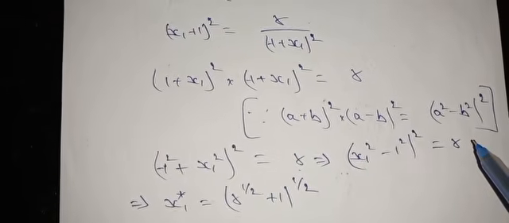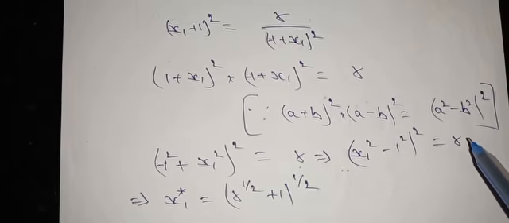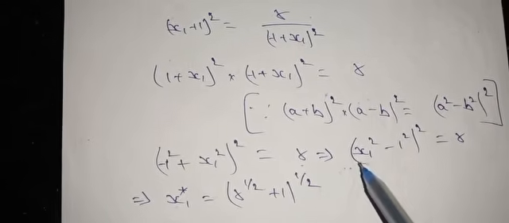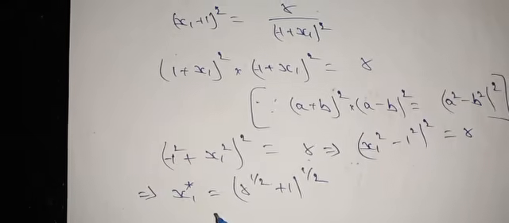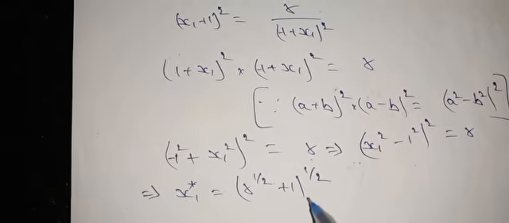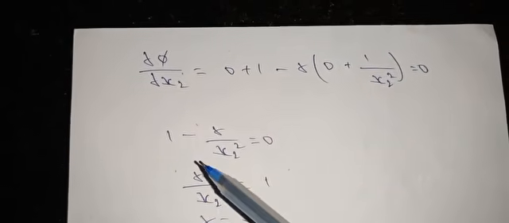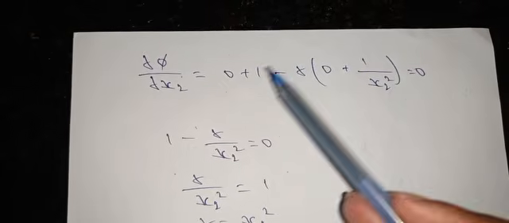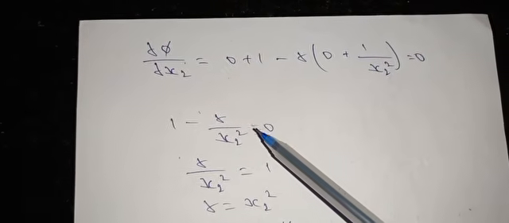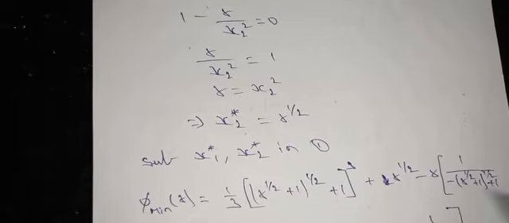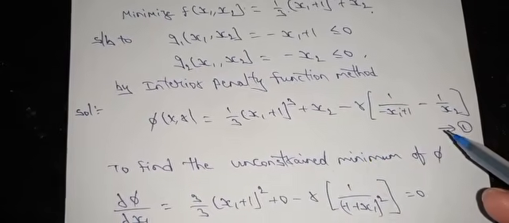Taking the square root, that is the power of 1 by 2, we get r power 1 by 2, minus 1 on that side, plus 1. So x1 star equals (r power 1 by 2 plus 1) whole to the power of 1 by 2. Now differentiate the equation with respect to x2. After differentiating we set dou phi by dou x2 equal to 0. Similarly we get x2 star, here we get x1 star, here we get x2 star. Substitute x1 star and x2 star in equation 1.